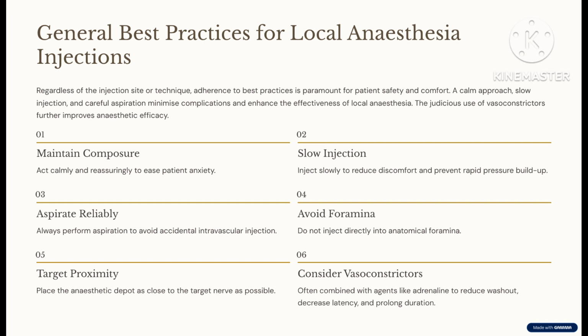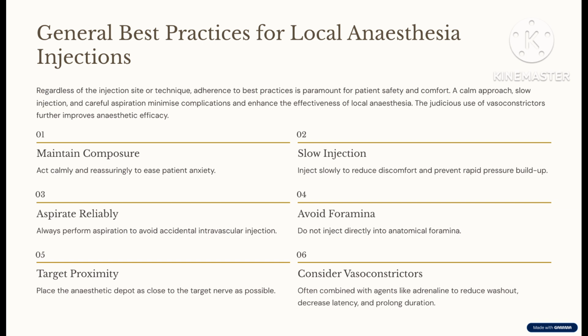3. General advice for injections. Regardless of which tooth or jaw is anesthetized, the operator should act calmly and reassuringly, inject slowly, perform aspiration to avoid intravascular injection, avoid injecting directly into foramina, and place the anesthetic depot as close to the nerve as possible.